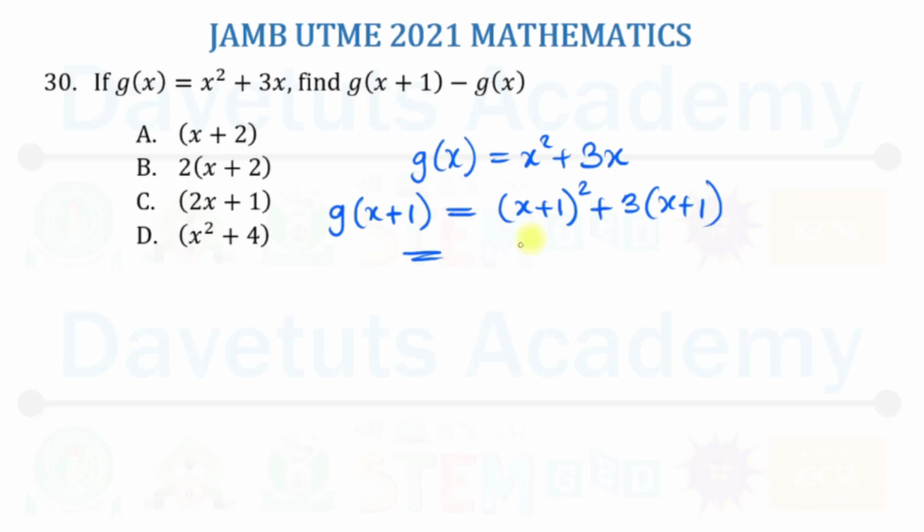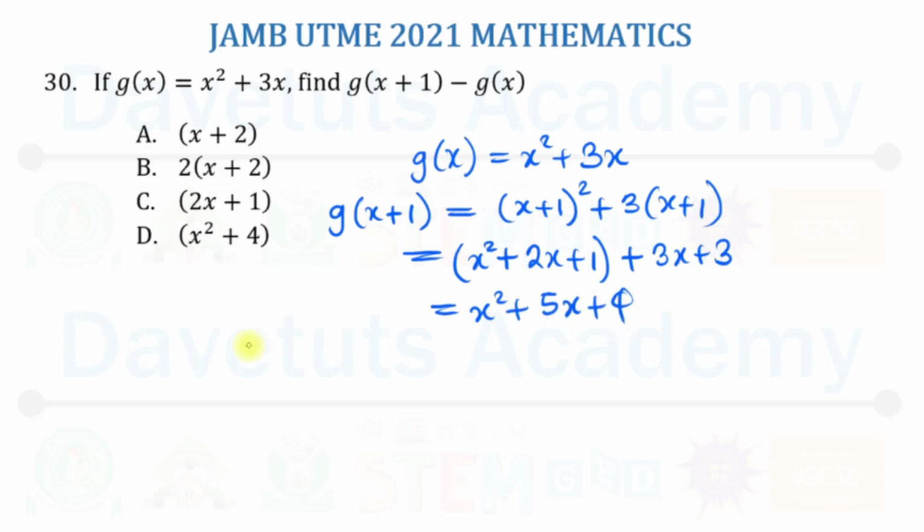If you solve this, X plus 1 raised to power 2 will be X squared plus X times 1 plus another X times 1, that is plus 2x plus 1, then again plus 3x plus 3. That is G of X plus 1. You can still further solve it. This is X squared. 2x plus 3x is 5x. 1 plus 3 is 4. Then we have G of X already.